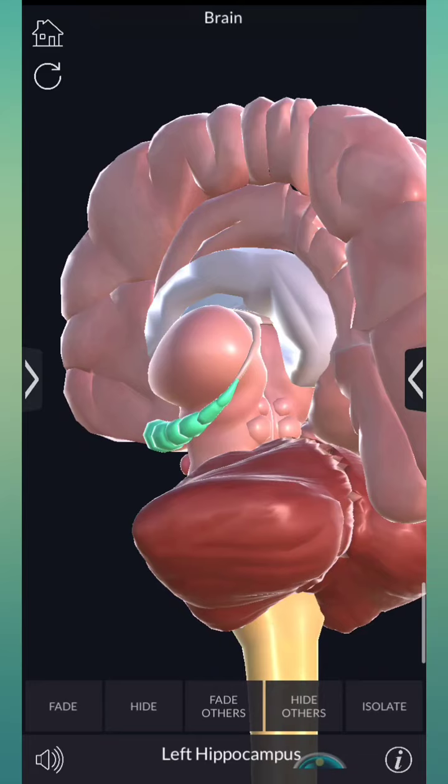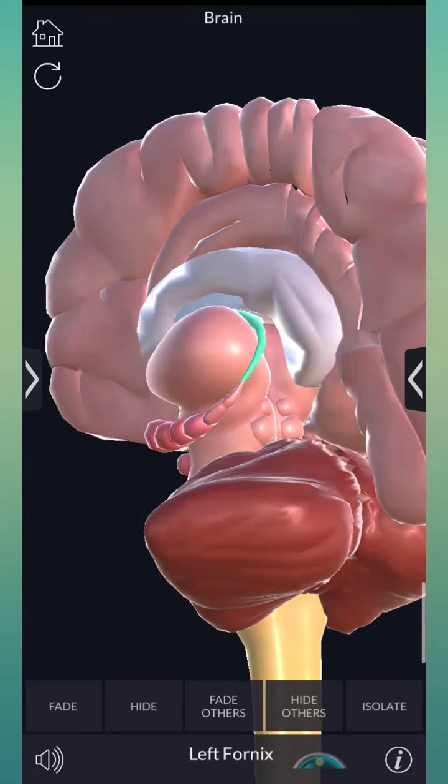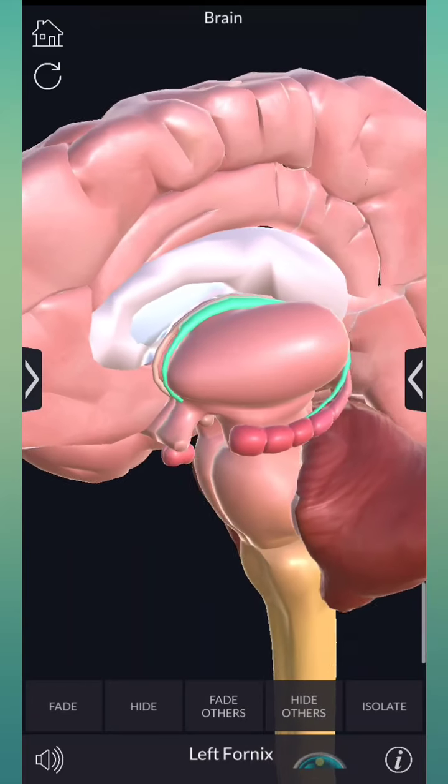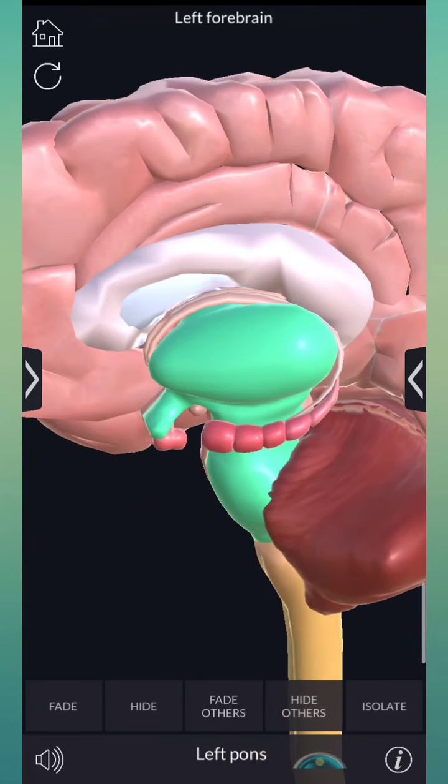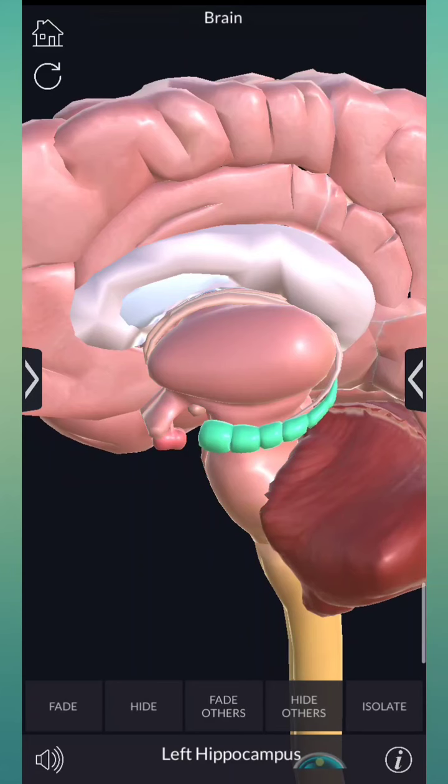Okay, so this part is hidden, and the next one is hippocampus, which attaches to the fornix. Hippocampus attaches with fornix, and fornix attaches with the pons. So hippocampus is a complex brain structure embedded into the temporal lobe. It has a major role in learning and memory. Studies have shown that it also gets affected in a variety of neurological and psychiatric disorders.